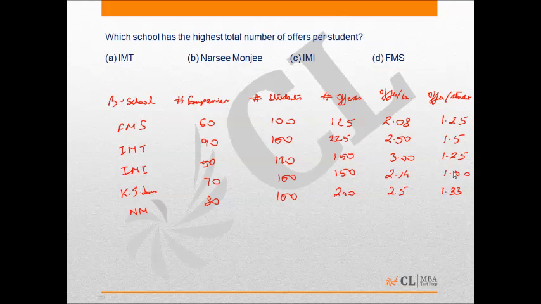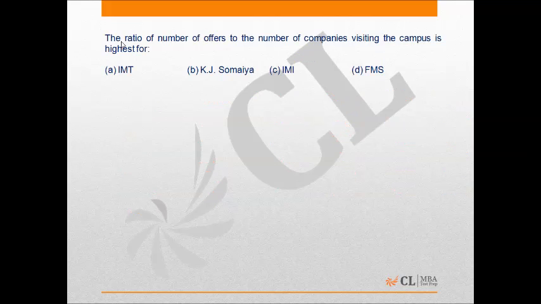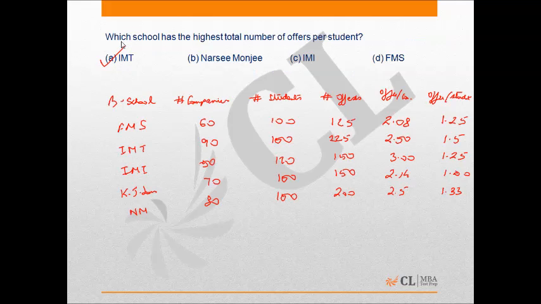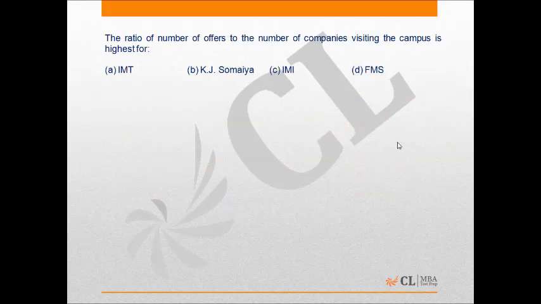Let us look at the first question. Which school has the highest total number of offers per student? That is the last column. Offers per student is highest at 1.5 for IMT. Hence the answer is option A, IMT. Let's look at the next question. The ratio of the number of offers to the number of companies visiting the campus is highest for, so the ratio of offers per company. Again, looking at the table we made, the highest ratio is 3, which is for IMI. Hence the answer is option C, IMI.